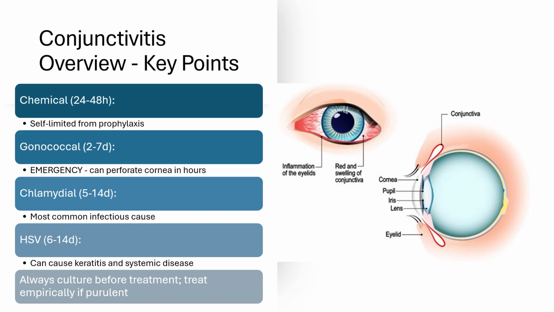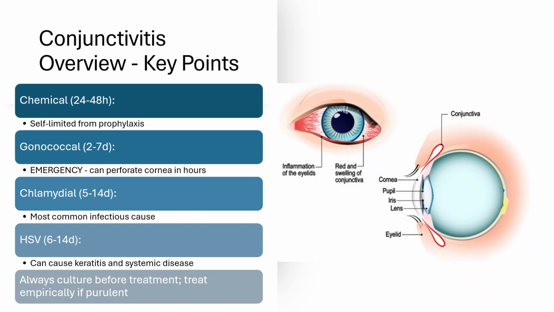Gonococcal conjunctivitis represents a true emergency. Presenting between days 2 and 7, it produces copious purulent discharge and dramatic lid swelling. The organism can perforate the cornea within hours, causing permanent blindness. Any purulent discharge in the first week demands immediate gram stain, culture, and empiric treatment with intravenous ceftriaxone. Don't wait for culture results. Treat immediately while monitoring for corneal involvement.